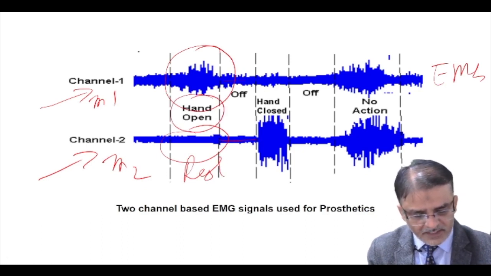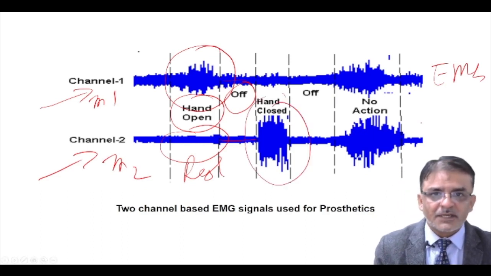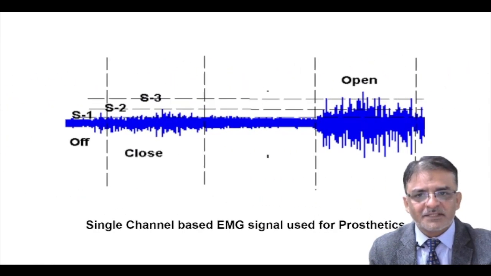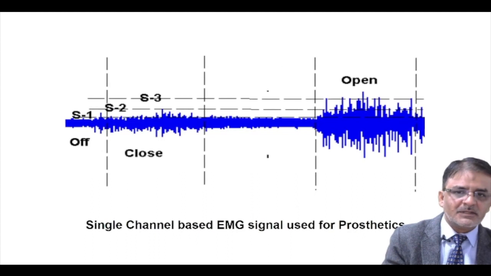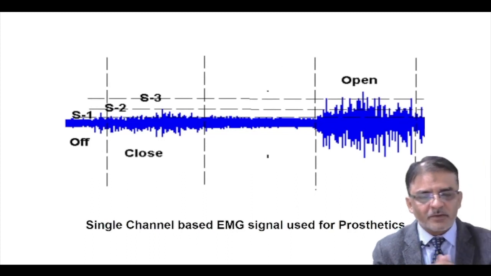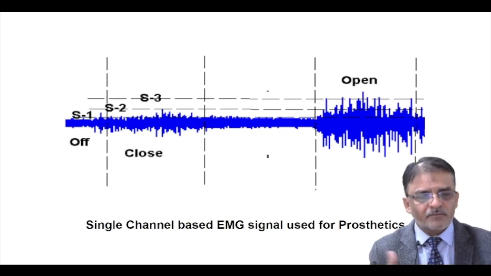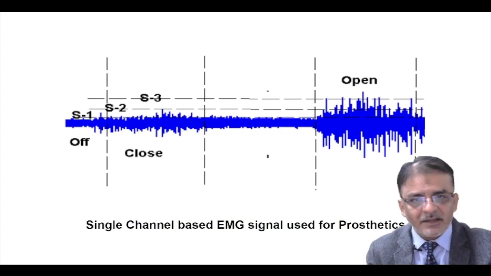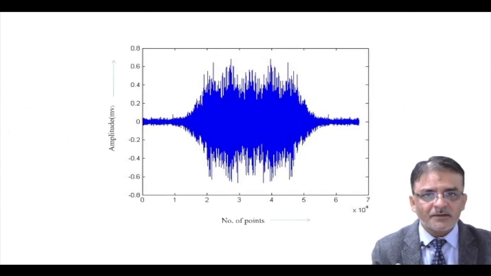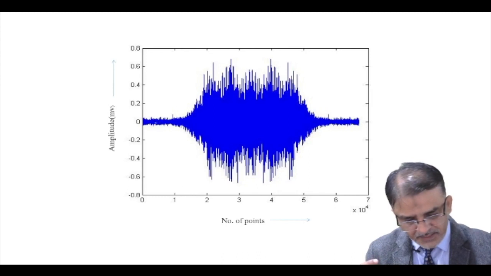If both are resting, we can take it as off. When the other muscle is active and the first one is not active, we consider it hand closed. And this is one of the strategies for developing EMG prosthetics. The other simple strategy is that you select the muscles, you consider the studies, you find a specific muscle which can be responsible for a particular gesture, and the amplitude may be directly related to that. And that is the same which we can see in this signal, where the signal is getting high.